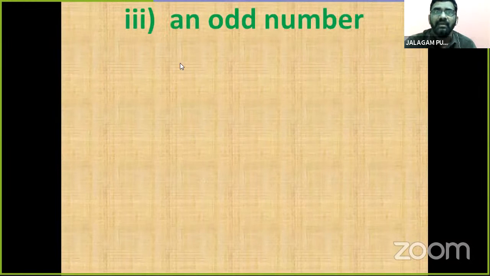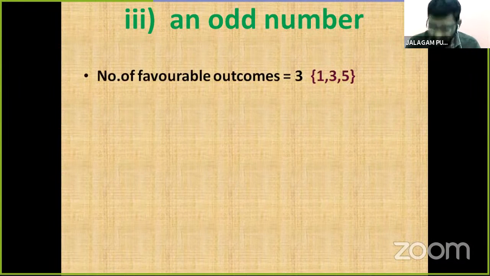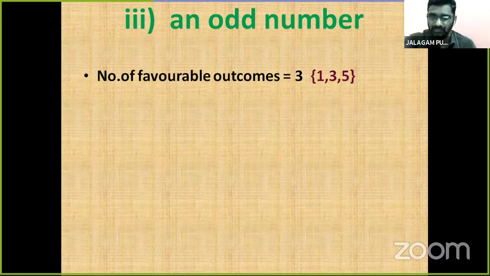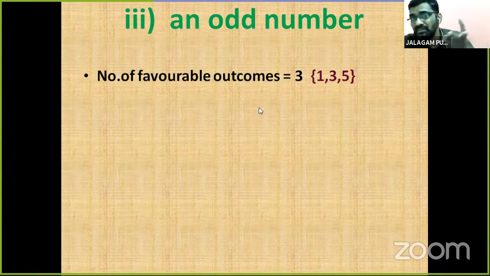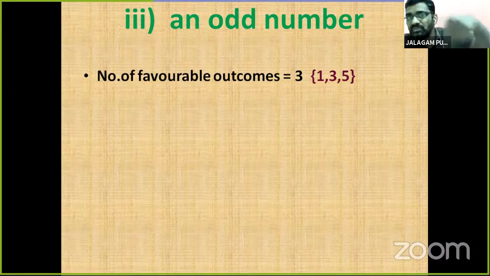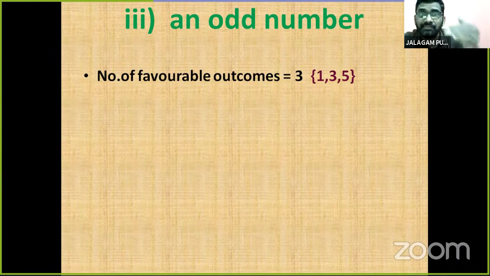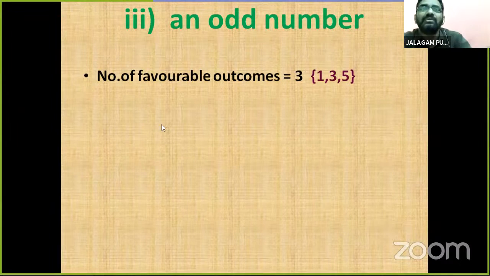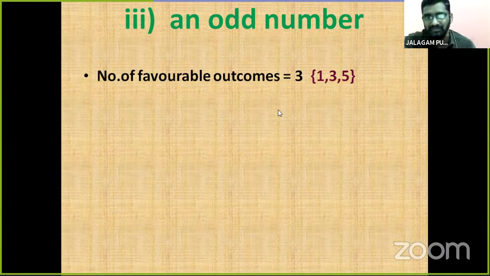Now we move to the next one. Children, the third one is an odd number. We already discussed odd numbers and even numbers in 6th class or even 4th class. What is an odd number? When a number is divided by 2 and the remainder is 1. If the remainder is 0, those are even numbers. If the remainder is 1, those are odd numbers.